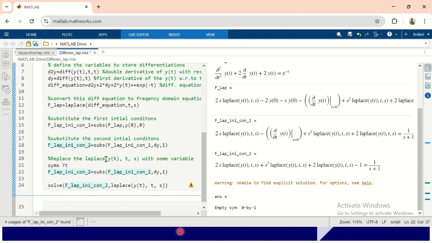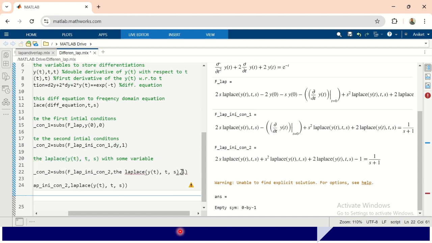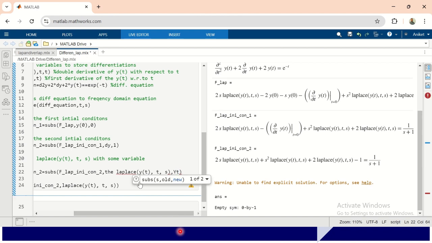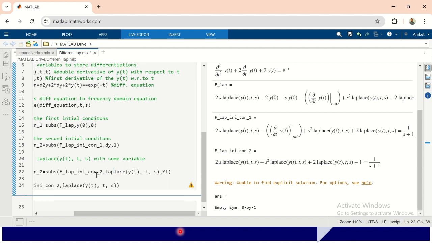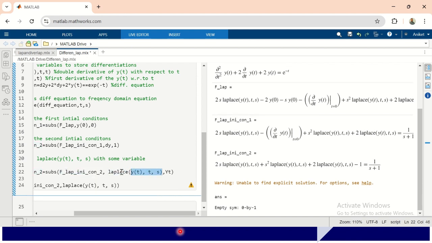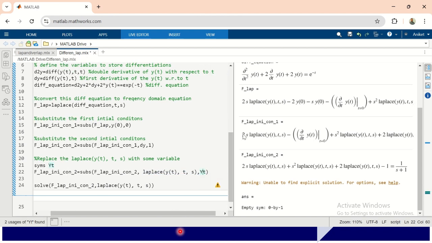What we have to change is replace this whole Laplace term with respect to yt. Now in this equation, replace this whole term with yt. And we already defined this symbolic variable yt.